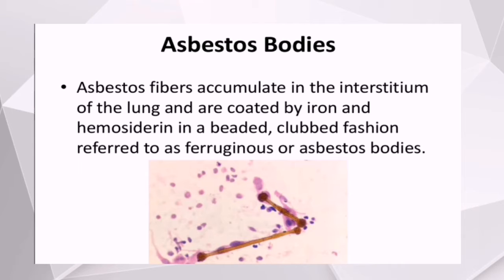So looking at the morphological structures related to the asbestosis or asbestos related diseases, the number one is asbestos bodies. Asbestos fibers accumulate in the interstitium of the lung and are coated by iron and protein in a beaded club fashion referred to as ferruginous or the asbestos bodies. As you can see in this histological slide, this is known as the ferruginous or the asbestos bodies. Both of these are the examples, and you can see that these are in the form of beads and arranged.